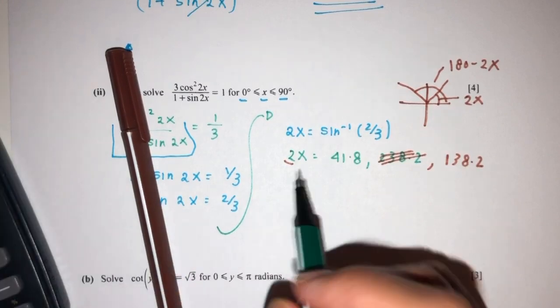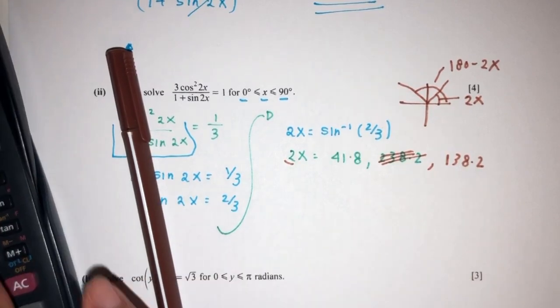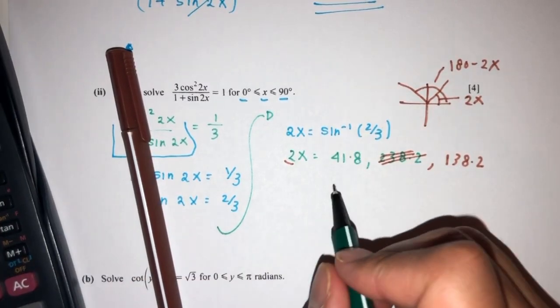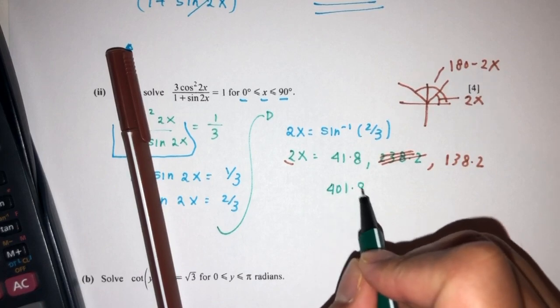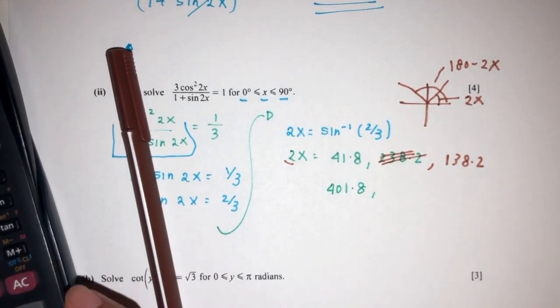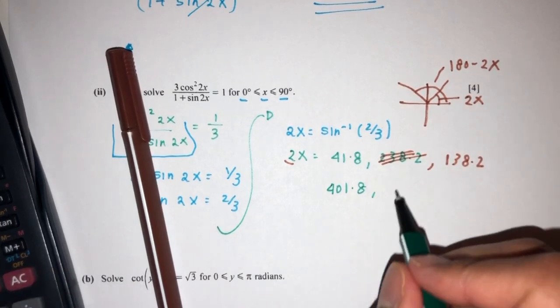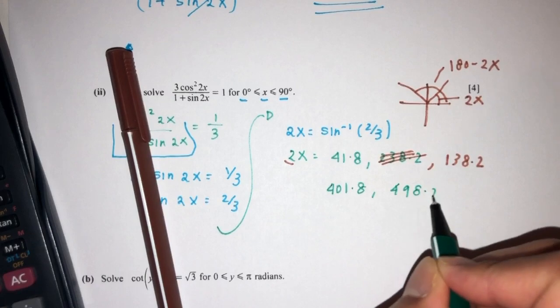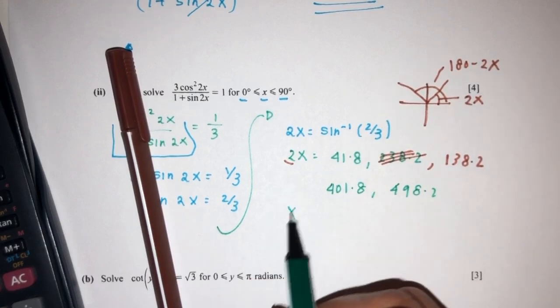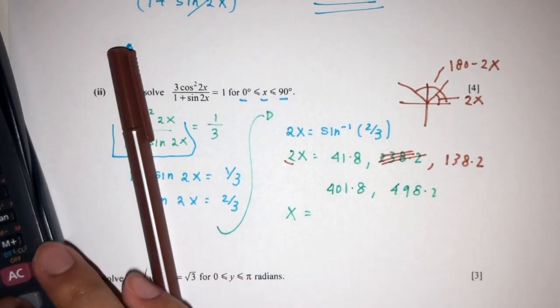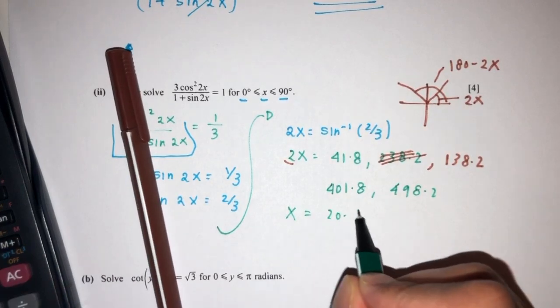Add 360 because we have 2x. That will be 401.8, and for 138.2 plus 360, that will be 498.2. So we have 4 answers for now for 2x. So x has to be divided by 2. That will be 20.9.